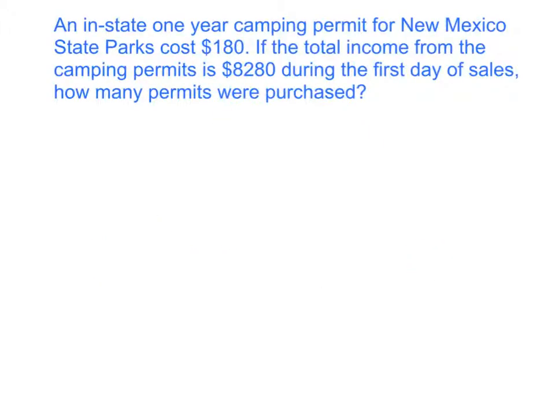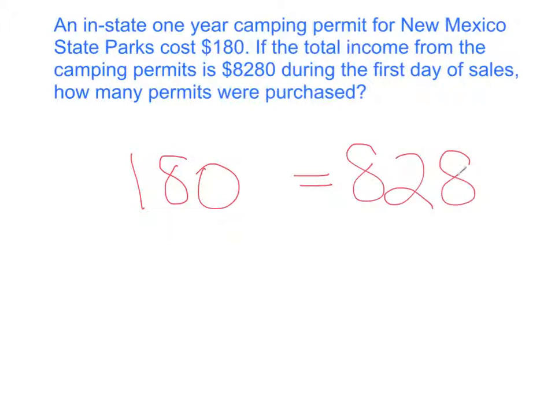We can also use multiplying or dividing to solve real-life examples or word problems. An in-state one-year camping permit for New Mexico State Parks cost $180. If the total income from the camping permits is, your key word, it's an equal sign, $8,280 during the first day of sales, how many permits were purchased?